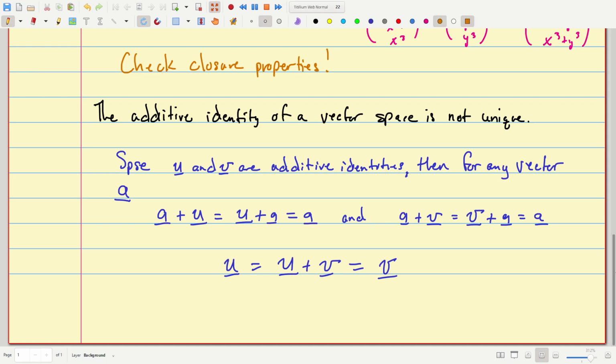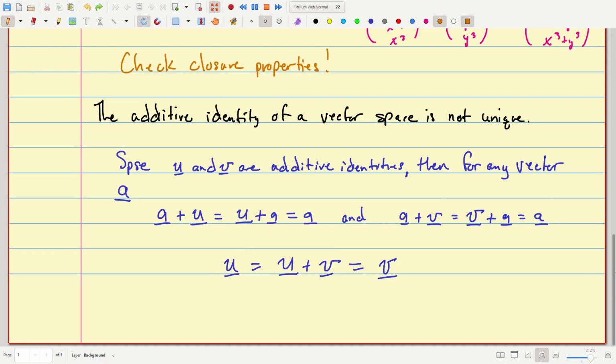All right. I'm allowed to write this, right? I'm allowed to pick any vector I want to represent A. A is just a generic vector in the vector space. Okay. The vector I pick is U because I want to say something about it, right? So U is equal to U plus V because V is an additive identity, right? That's how I get this part.